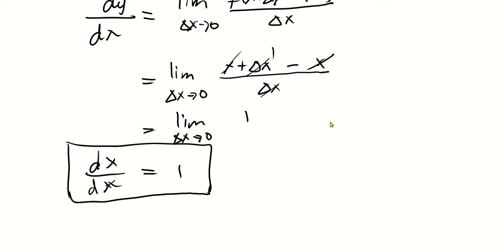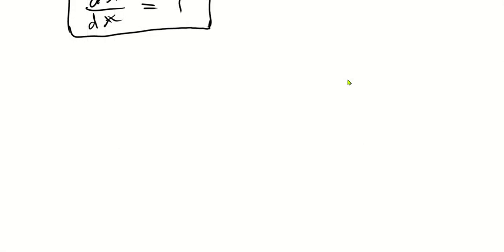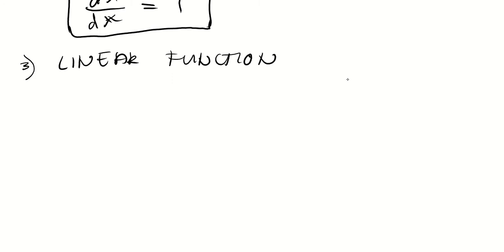Okay. That's the identity function. Now let's go to a linear function. Number 3. What's the derivative of a linear function? Linear function. So it's not identity.